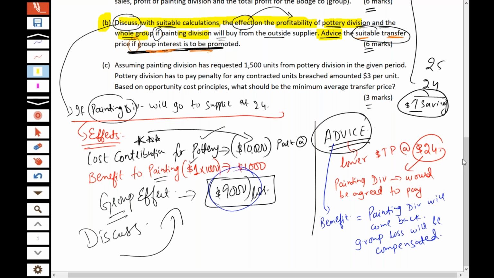Understand how to write the answer? Students, understand how to write the answer? All of you. Okay, that's very good.